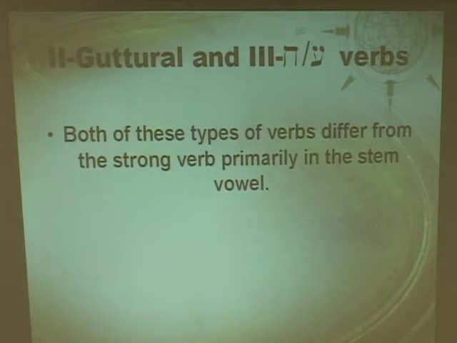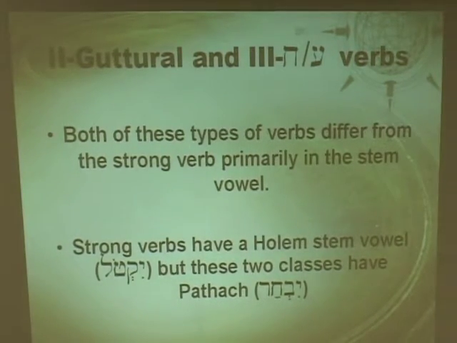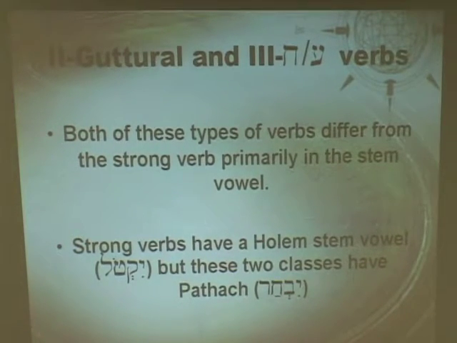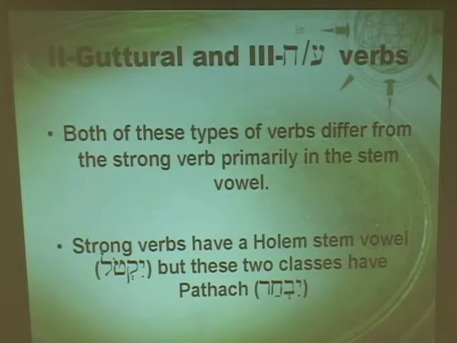Both of these types of verbs differ from the strong verb primarily in the stem vowel. How does that go? Strong verbs have a holem stem vowel, like yiktol, but these 2 classes have patach, like yishbar. See the difference, right?